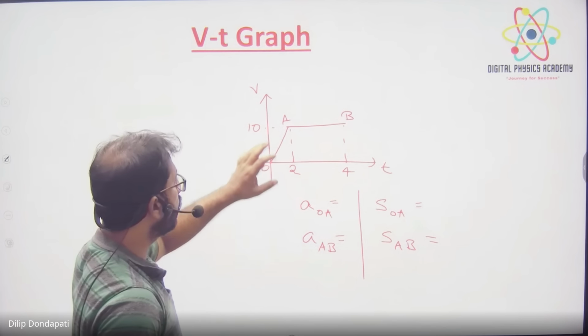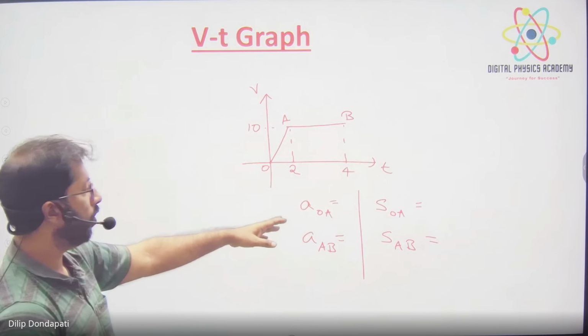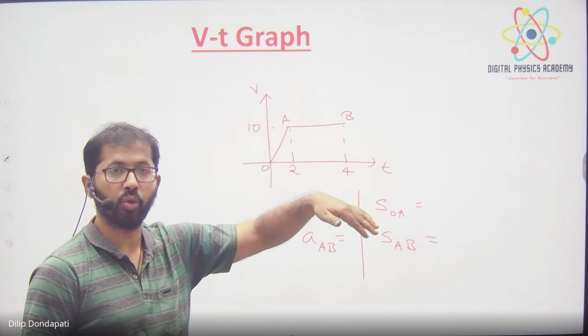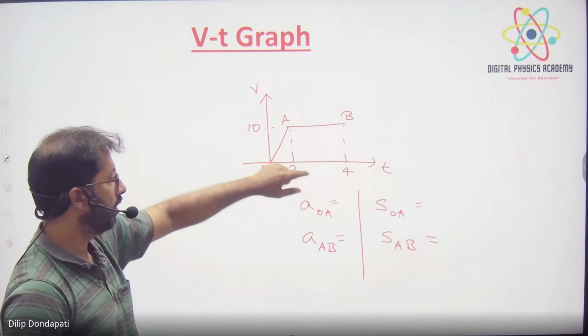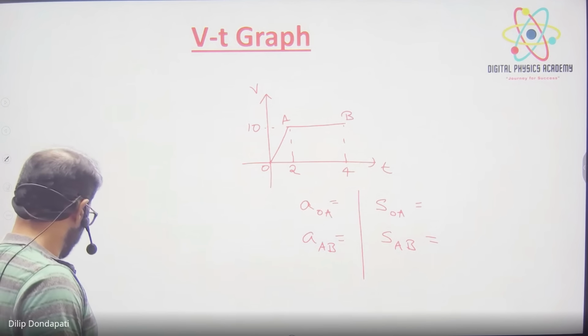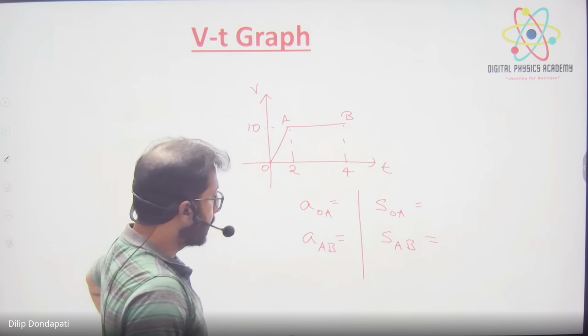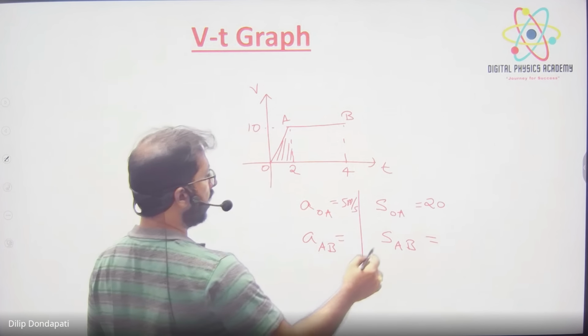So which graph is given? Check. Velocity time graph is given. How to find acceleration? We are going forward, so forward by slope. Find the slope of this line, we'll get acceleration. For OA it will be 5 meters per second square. The displacement is 10 meters, because it is the area of a triangle, so we have to take one by two into base into height. So it is 10. Now similarly, find AB.